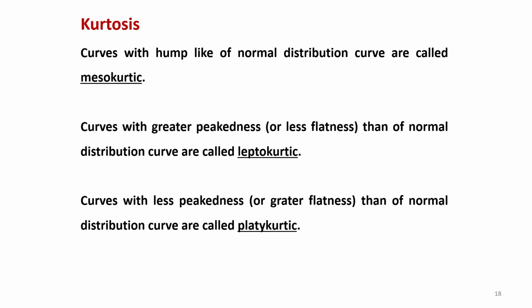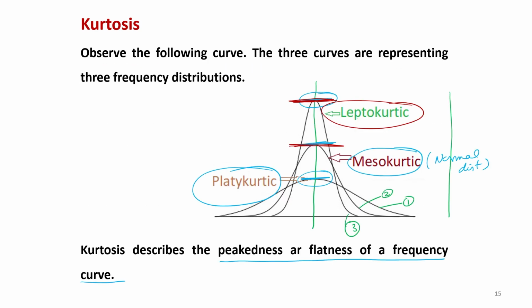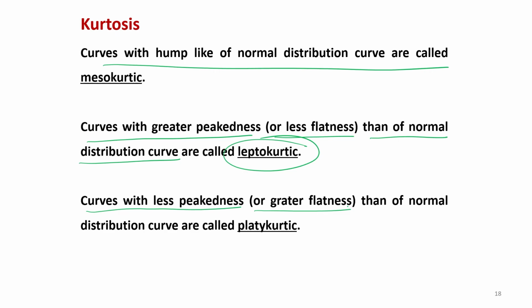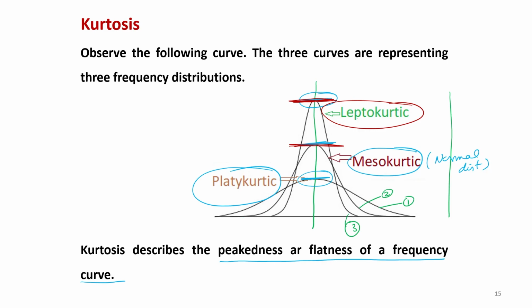So, the curves with a hump like that of a normal distribution are called mesokurtic, as you can see here. Those curves which have greater peakedness or less flatness than the normal distribution curve are called leptokurtic. And those curves which have less peakedness or greater flatness than the normal distribution curve are called platykurtic. You can see the platykurtic curve here, right.